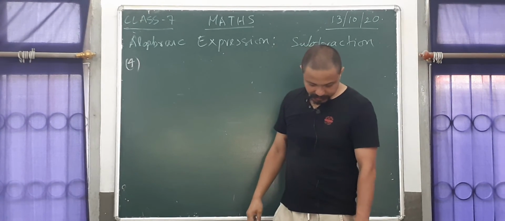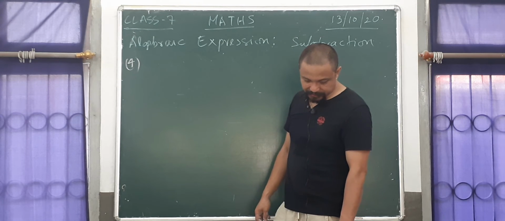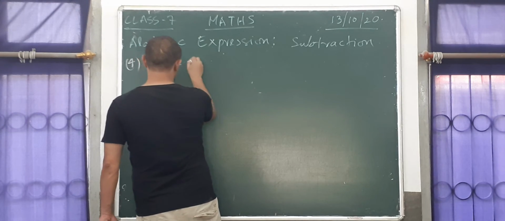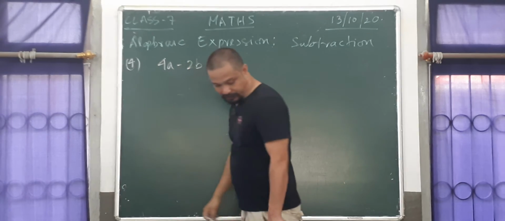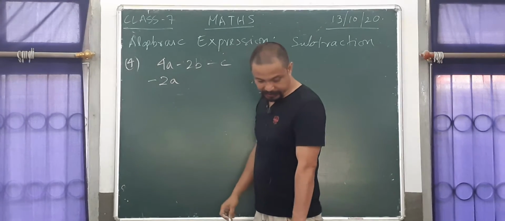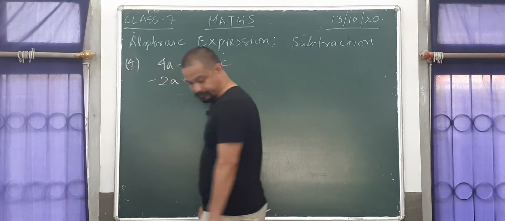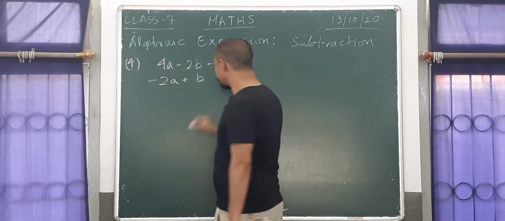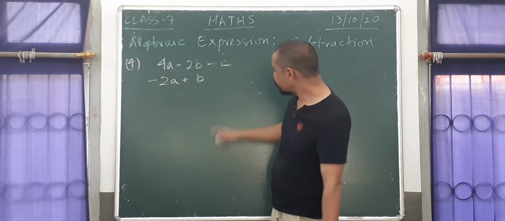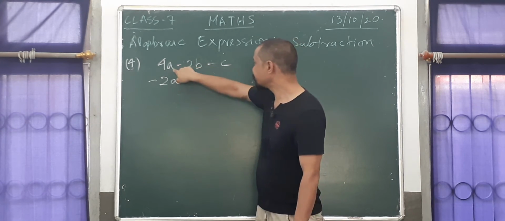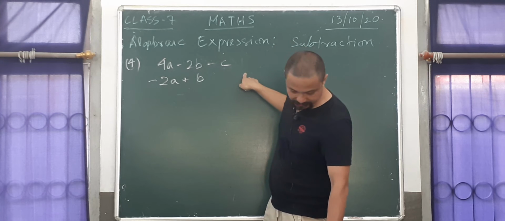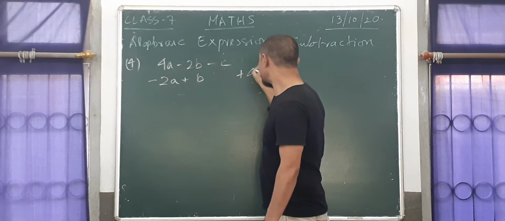Okay, the third one is subtract minus 2a plus b plus 4d from 4a minus 2b minus c. So from that you have to subtract minus 2a plus b. Always put the like terms together. Now see, the third expression is 4d. Can we put 4d anywhere out here? Is there any 4d here? No, there are no d's. So what do you do? You have to put it somewhere here next to this. So it is minus 2a plus b plus 4d.